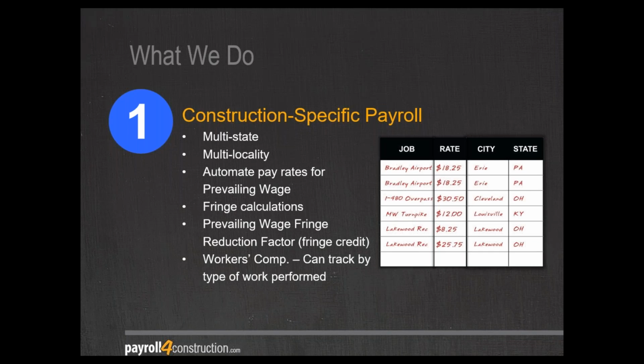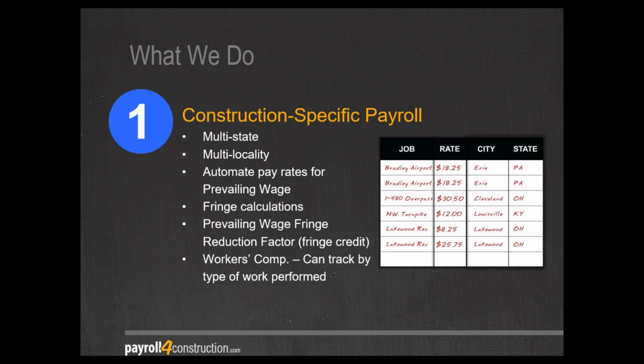The next point here, the prevailing wage fringe reduction factors, what we call fringe credits. For those that are working on prevailing wage jobs, they have that prevailing wage fringe that needs to be offered, but those contractors may already be offering their employees some benefits, PTO, health insurance, 401k, vacation, whatever benefits they're already offering in the office. And when they have this prevailing wage work, they also have to provide those prevailing wage fringe benefits, and they don't have an efficient way to track this.